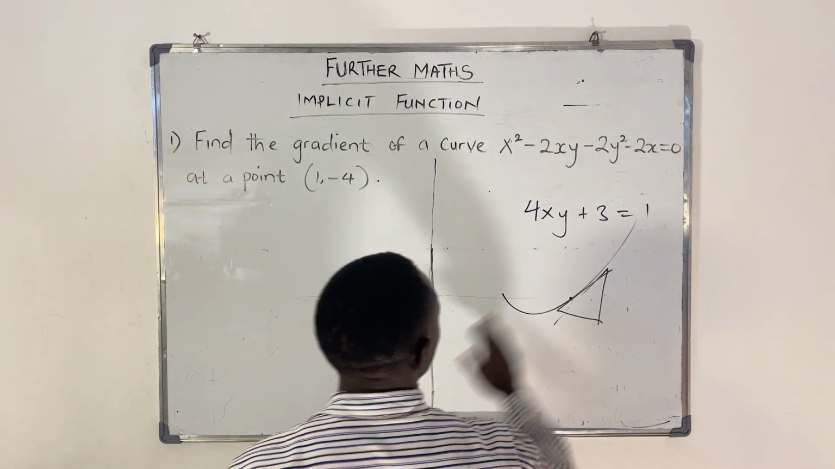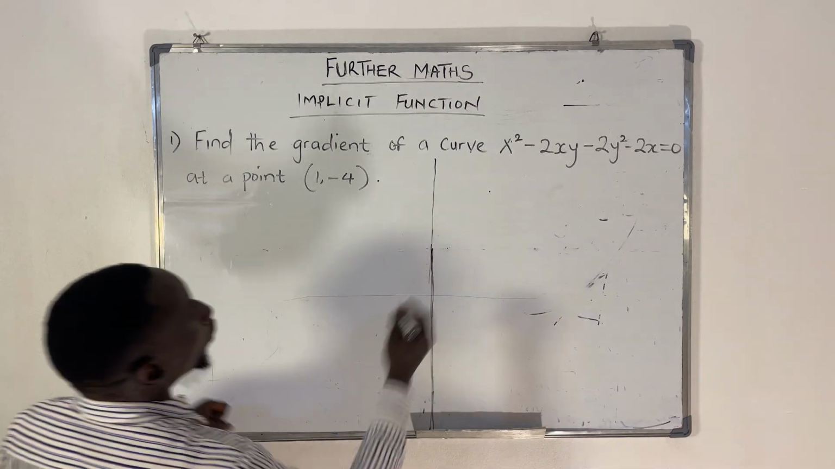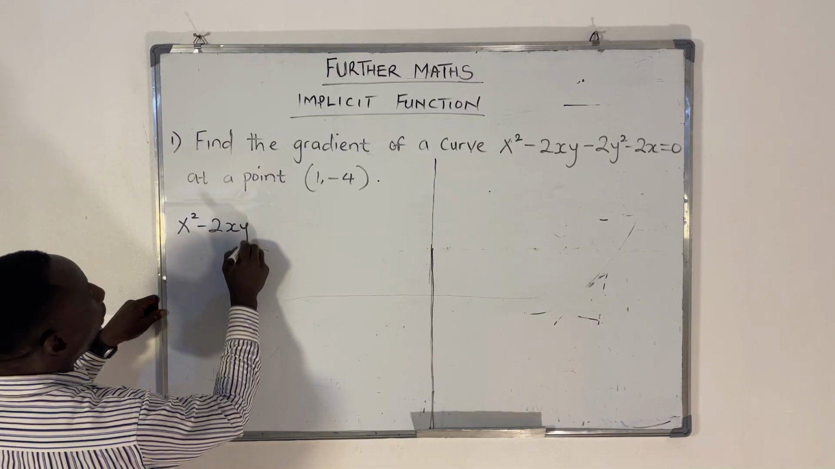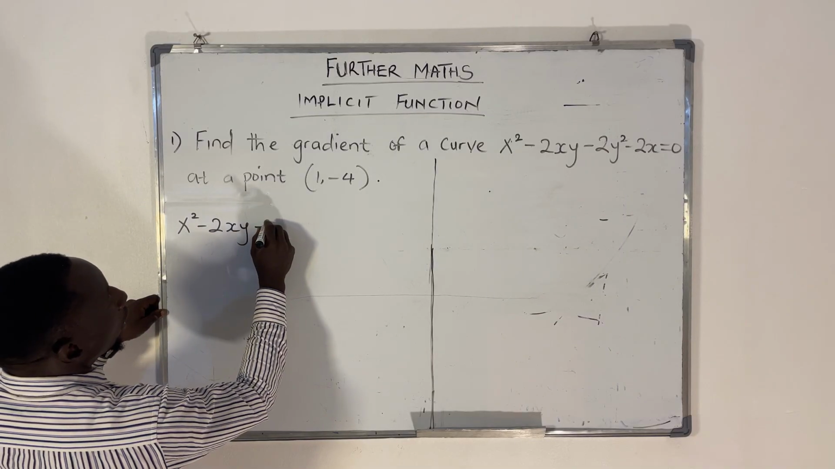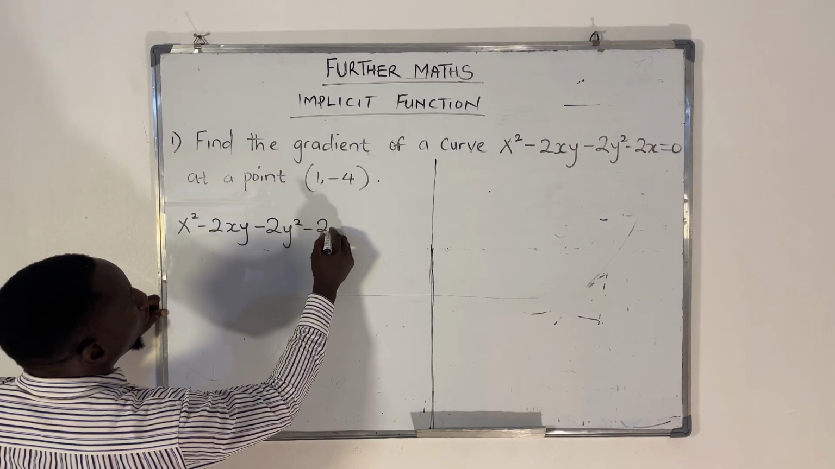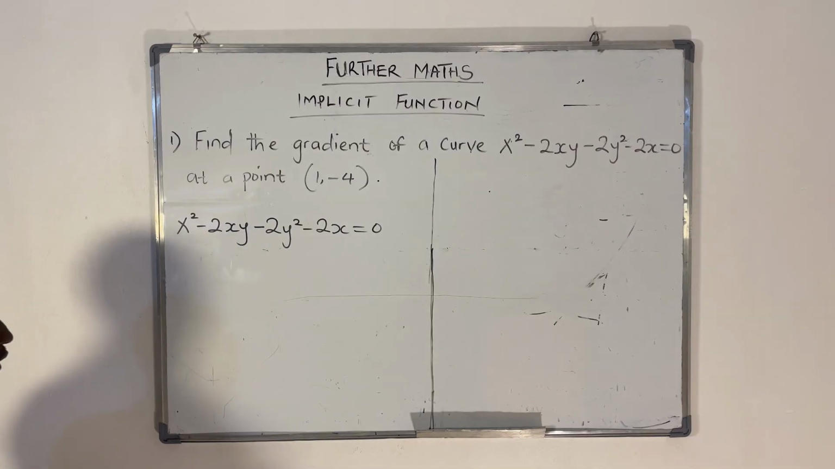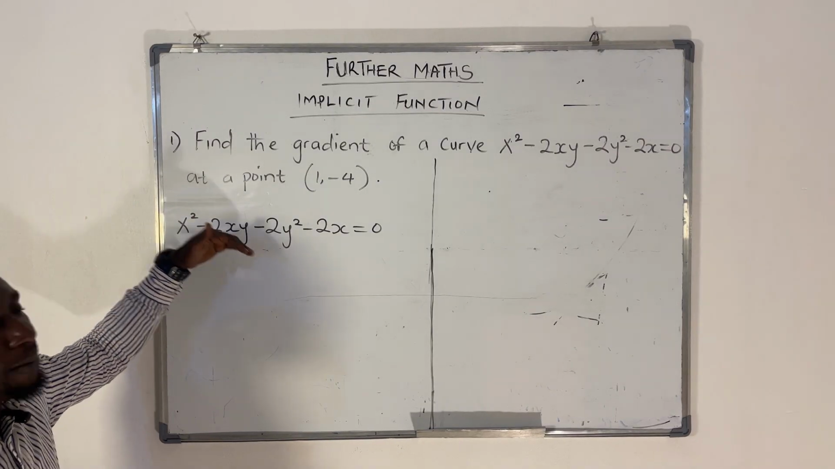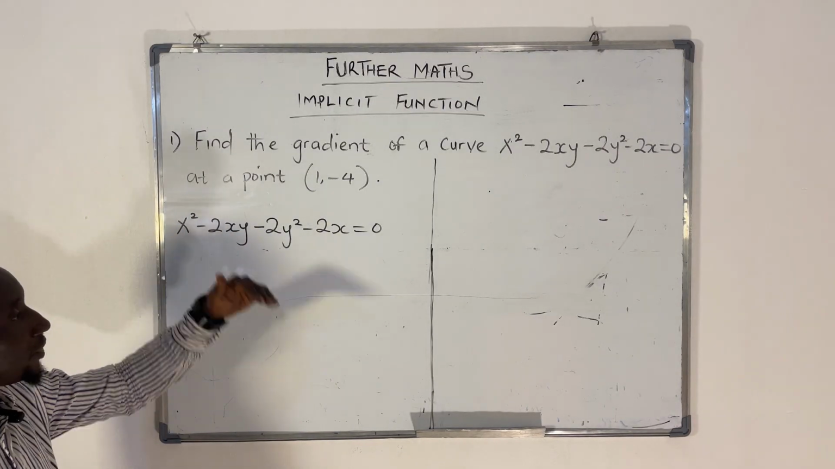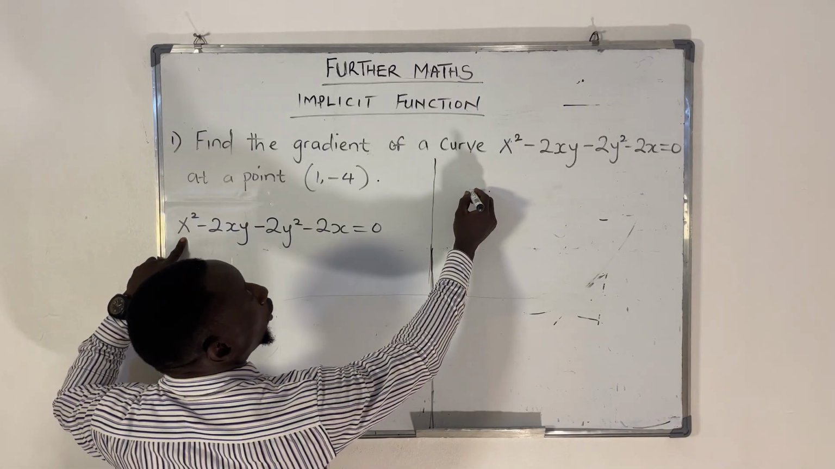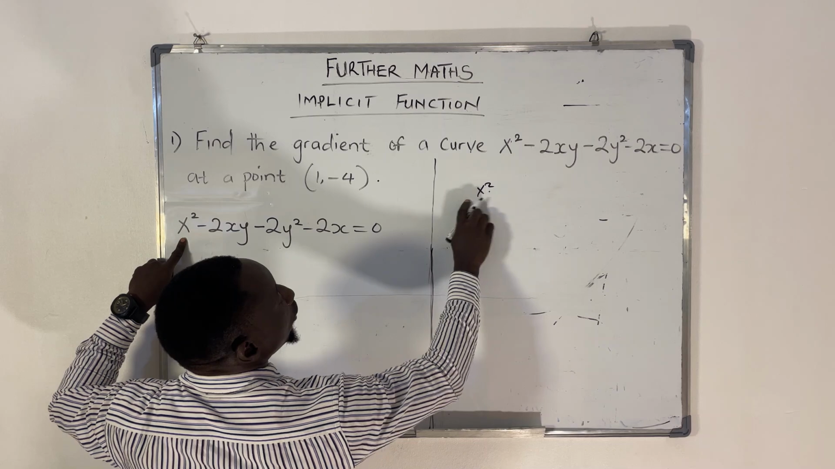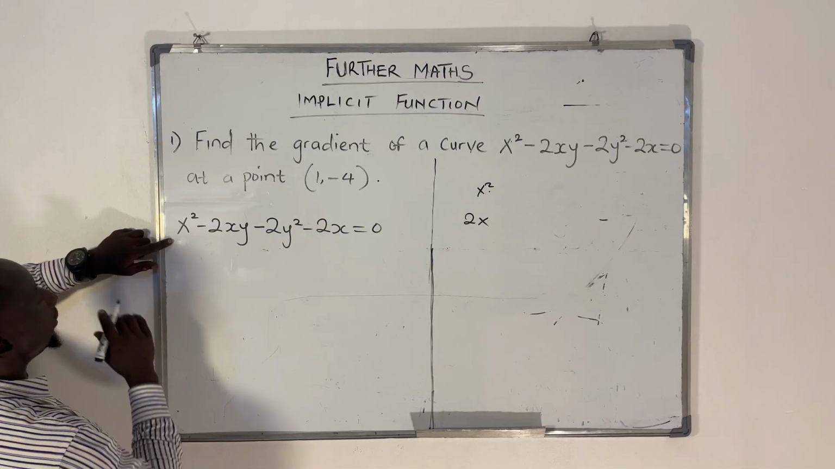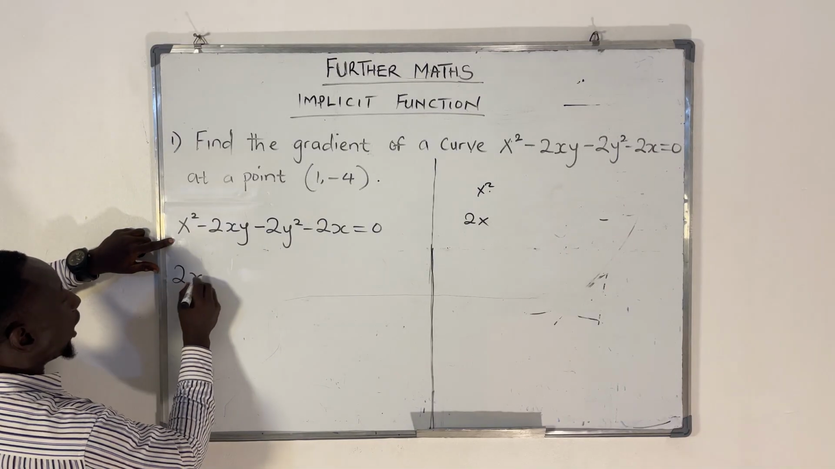Now, we have this question we are looking at: x squared minus 2xy minus 2y squared minus 2x is equal to 0. We will differentiate term by term. For example, if you differentiate x squared, you will get 2x. So when we differentiate this, here we have 2x.